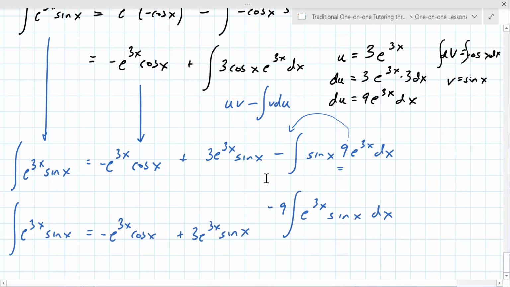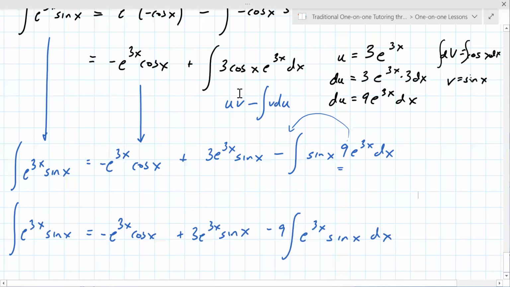Just move this down slightly. Okay, so we've done a lot of work, and this is the most critical step here. Up until now, nothing really has mattered. This is really what matters. Do you see that this integral over here on the right is the same as this one on the left?